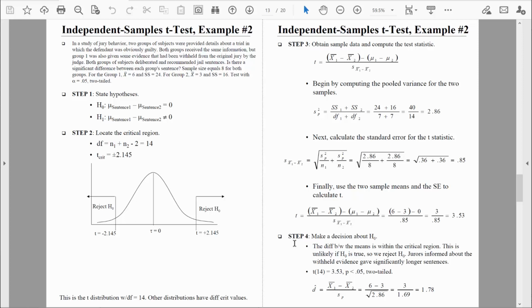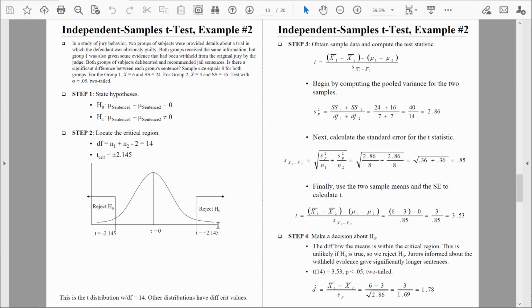So the difference between the means was indeed within that critical region. Remember, it's very unlikely to find that type of difference if the null hypothesis is true. Our data is inconsistent with the null hypothesis. It makes us question the validity of the null hypothesis. And ultimately, we determine we have enough evidence to reject the null hypothesis. In everyday language, what did we find? We found that the jurors who were informed about the withheld evidence gave significantly longer jail sentences.